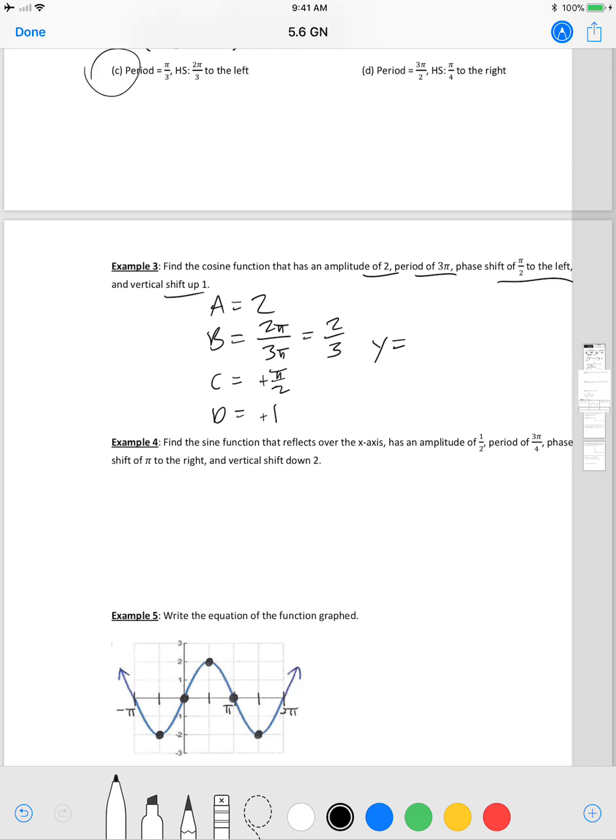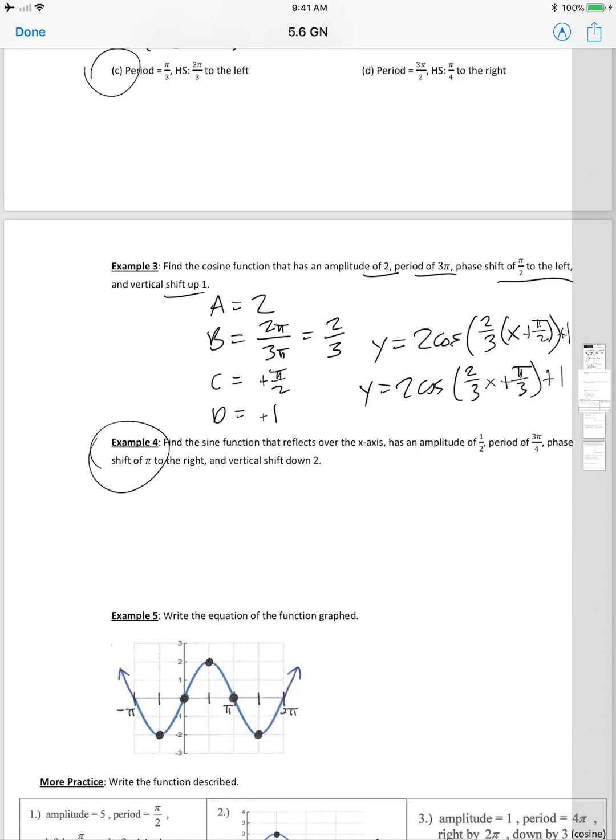So y equals 2 times the cosine of 2 over 3 x plus pi over 2, plus 1. And then I can simplify what's inside the parentheses: 2 over 3 x plus pi over 3, plus 1. Try example 4 on your own.